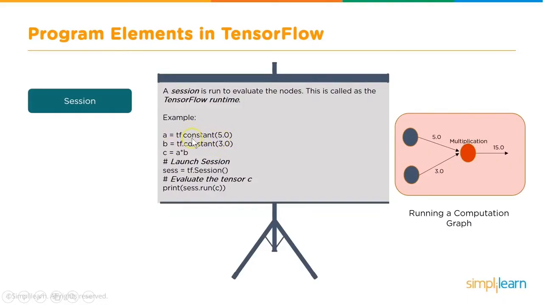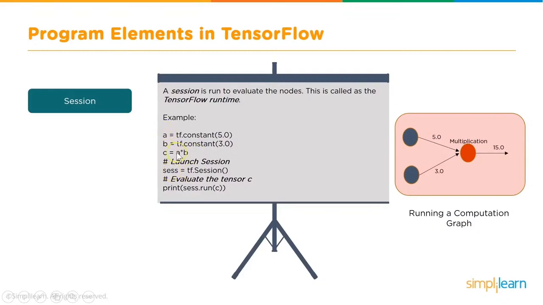So you can actually run each of these, and they're also referred to as nodes. And when you're in your session, you can potentially run each of these nodes. Okay, so a typical example would look like this. You have two constants created. A is equal to tf.constant, its value is 5, b is equal to this, and then you say c is equal to a into b, and then you create a session.